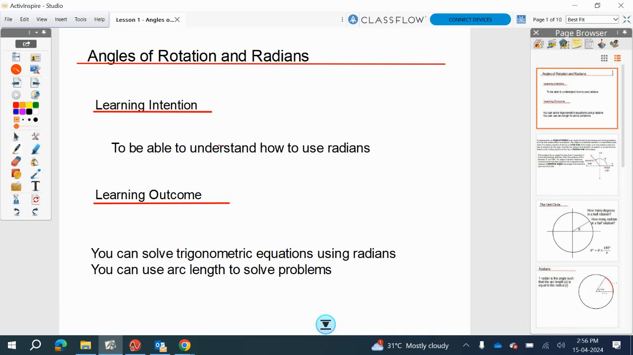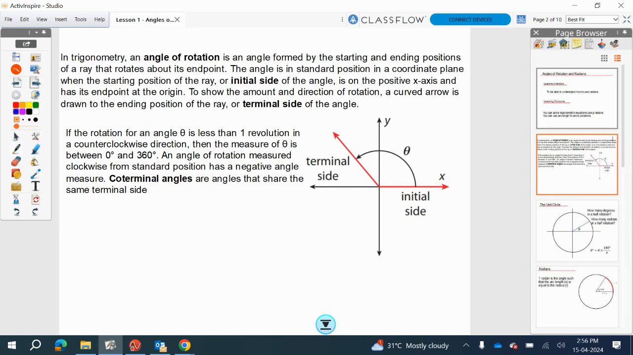Today we're going to look at angles of rotation and we're going to work a little bit in radians. Have a look at a little bit of terminology to begin with. So if we're looking at an angle of rotation, it's usually formed by starting and end positions of a ray that was rotated around a center point. We've seen this in the unit circle.